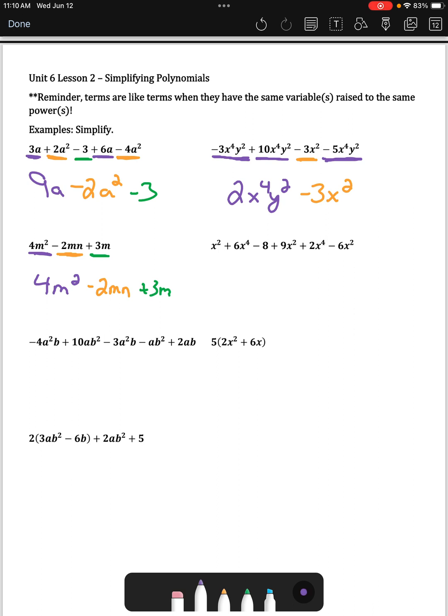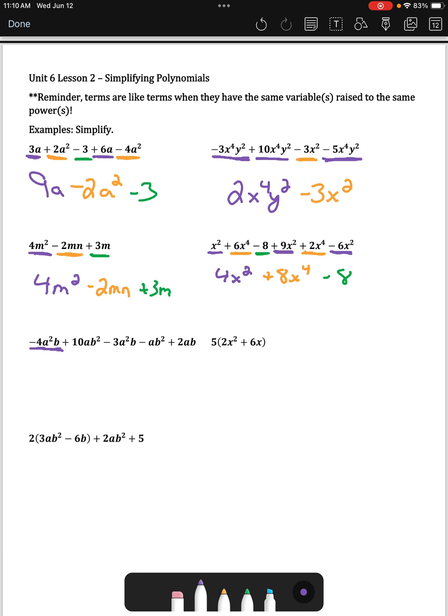In our next example, we start with an x squared. So now I'm going to find anything else that is x squared and underline it with my purple. So x squared plus 9x squared is 10x squared. Minus 6x squared brings me down to 4x squared. Next thing I have is x to the fourth, and I do have another x to the fourth later on. I have positive 6, and I'm adding 2. So that means we have positive 8x to the fourths. And there's that minus 8 that doesn't have anything to combine with. It's coming along to the answer.